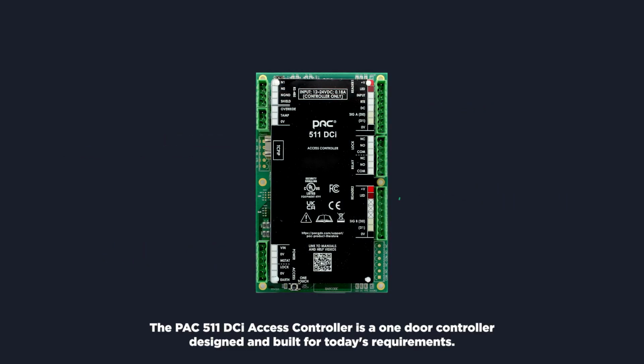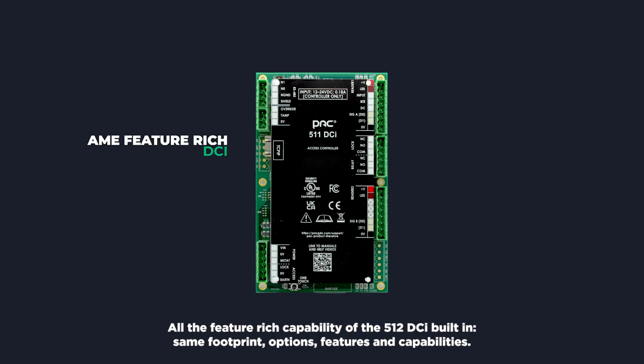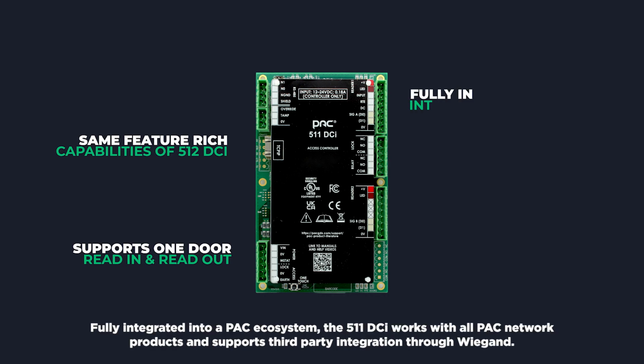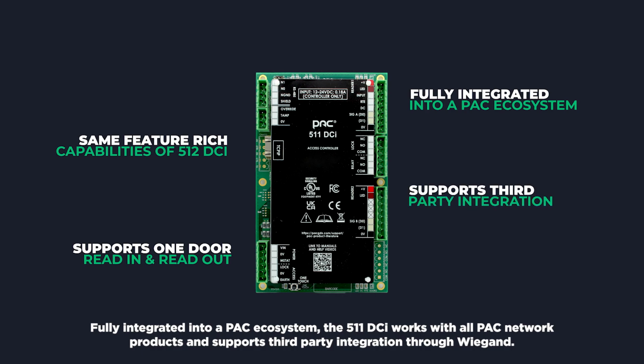The PAC 511 DCI access controller is a one-door controller designed and built for today's requirements. All the feature-rich capability of the 512 DCI built in, same footprint, options, features and capabilities. Simply supports one door read in and read out, simplifying specification and quotation and ultimately installation of the product. Fully integrated into a PAC ecosystem, the 511 DCI works with all PAC network products and supports third-party integration through Weekly.